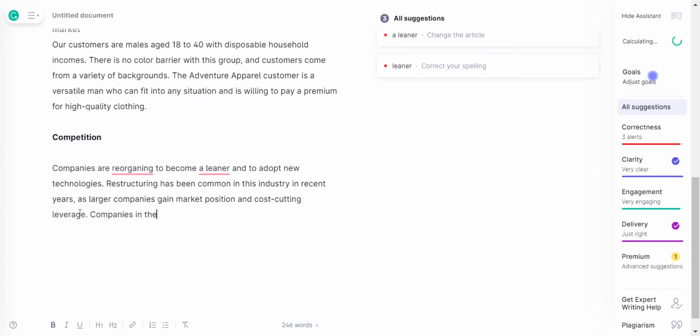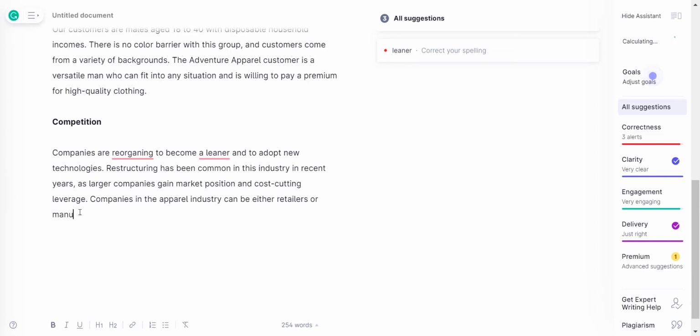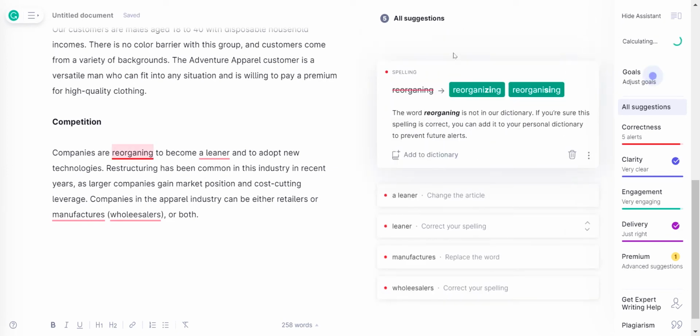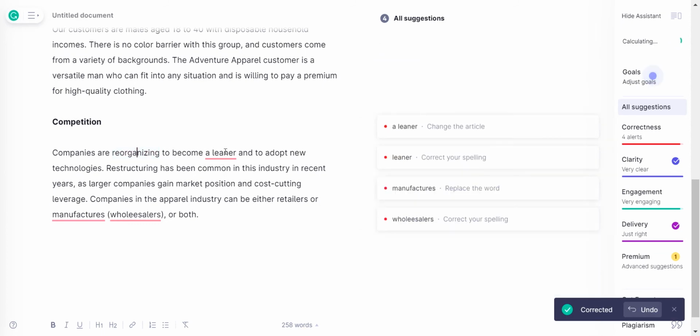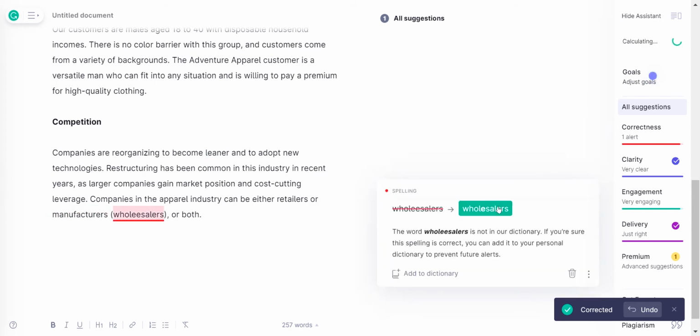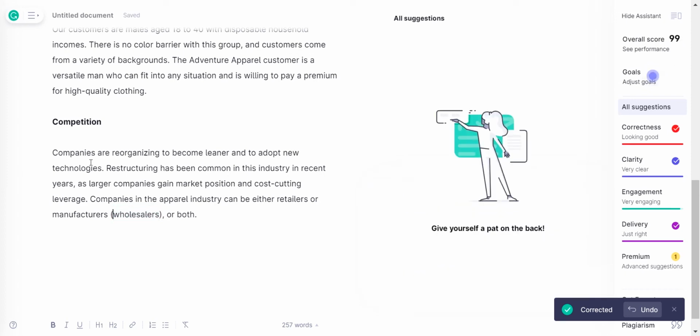Companies in the apparel industry can be either retailers or manufacturers. We're going to say or wholesalers or both. So we have to just fix our grammar. So we have here, companies are reorganizing to become leaner and to adopt new technologies. Restructuring has been common in this industry in recent years, as larger companies gain market position and cost-cutting leverage. Companies in the apparel industry can be either retailers or manufacturers, wholesalers, or both.